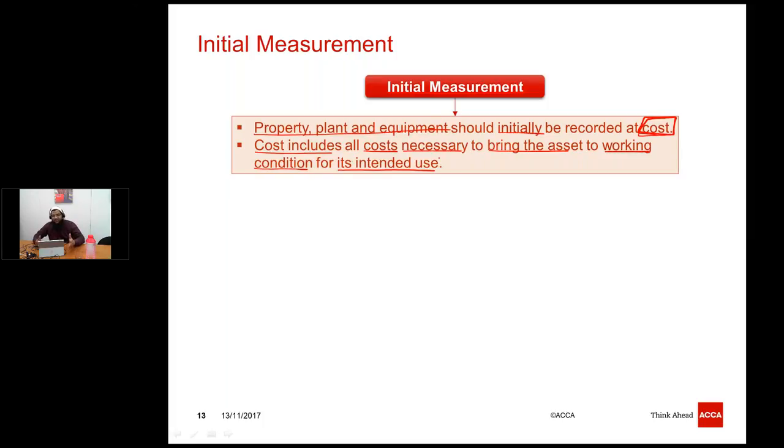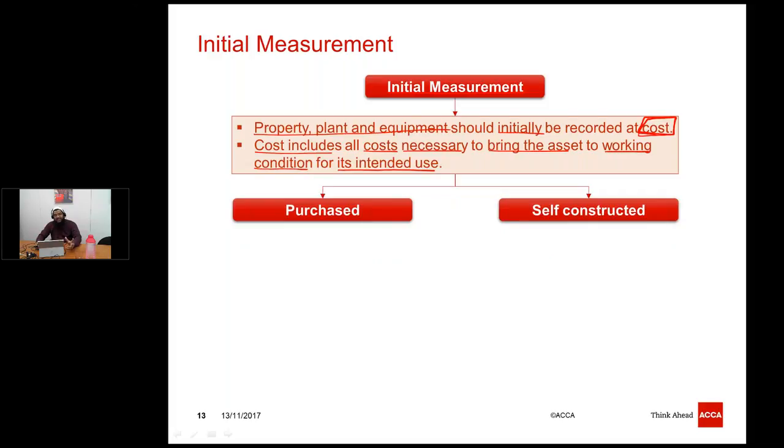So for example, if I'm purchasing a plant, I'm paying the purchase price, and then I'm paying the transportation cost to bring it onto my place. Now I have paid the purchase price, I have paid the traveling cost, and then I have paid the installation cost, and then I have paid the testing cost. All these costs are necessary to bring the asset into its intended use. So all these costs will actually be capitalized.